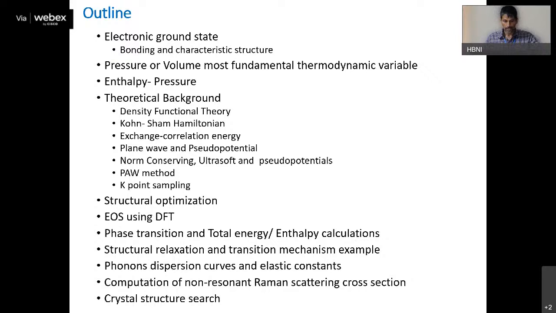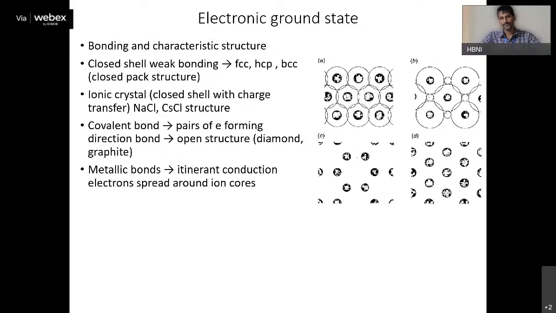So to start with, as we know, the structure of any condensed matter system is basically governed by its electronic structure, or there are various kinds of bonding that exist, and depending upon the bonding, its structure will be different. So if we take an example, let's say we have closed shell atoms, like inert atoms, and when they come close, they interact very weakly, and such kinds of atoms form a closed pack structure like FCC, HCP, or BCC.